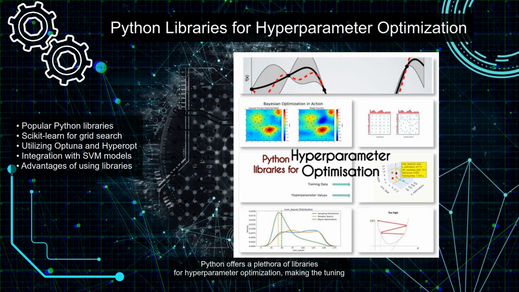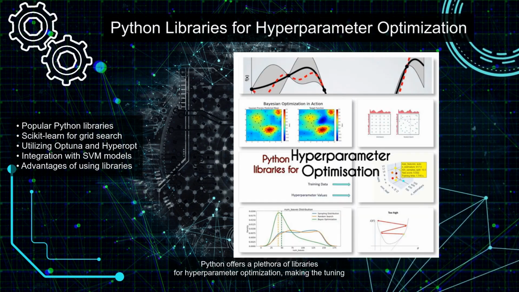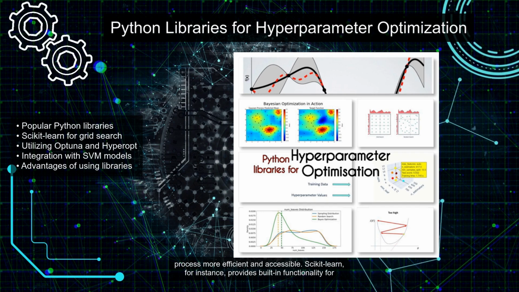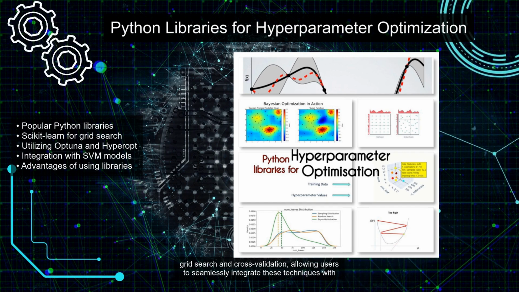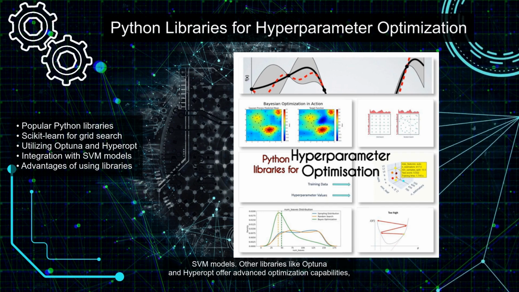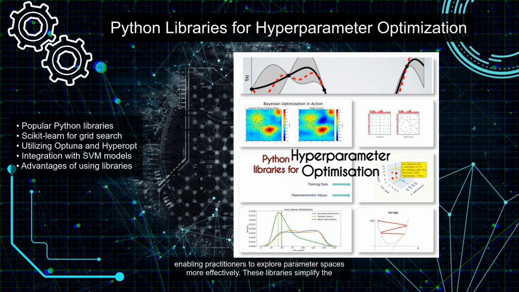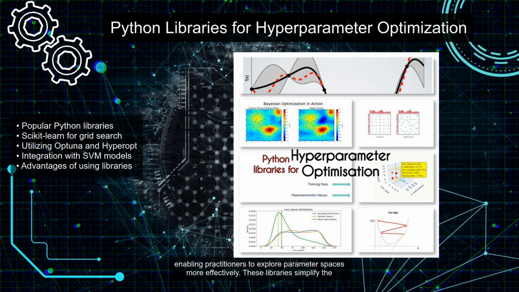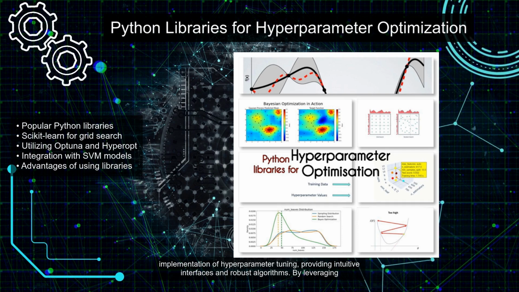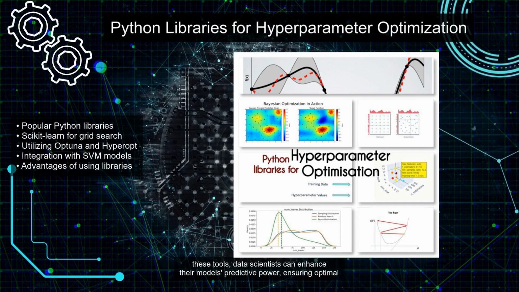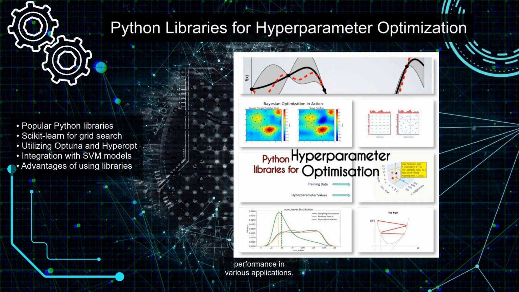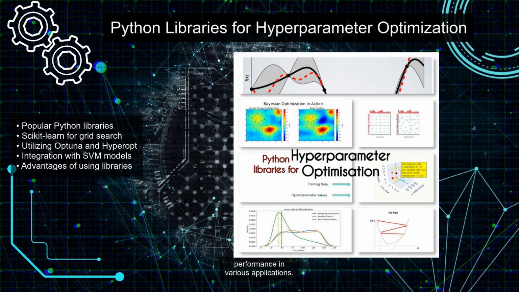Python offers a plethora of libraries for hyperparameter optimization, making the tuning process more efficient and accessible. Scikit-learn, for instance, provides built-in functionality for grid search and cross-validation, allowing users to seamlessly integrate these techniques with SVM models. Other libraries like Optuna and HyperOpt offer advanced optimization capabilities, enabling practitioners to explore parameter spaces more effectively. These libraries simplify the implementation of hyperparameter tuning, providing intuitive interfaces and robust algorithms. By leveraging these tools, data scientists can enhance their model's predictive power, ensuring optimal performance in various applications.